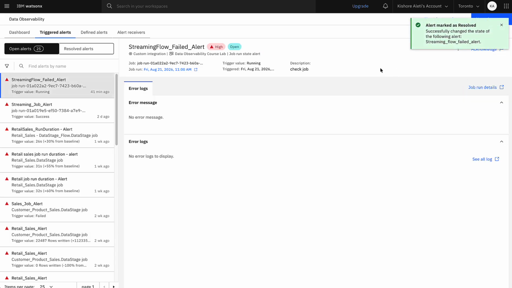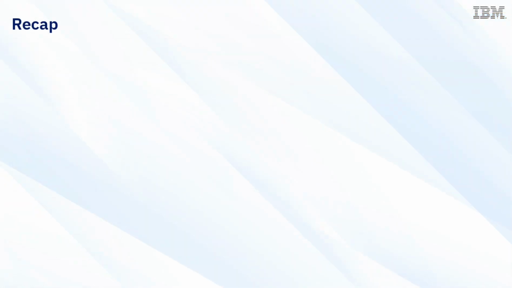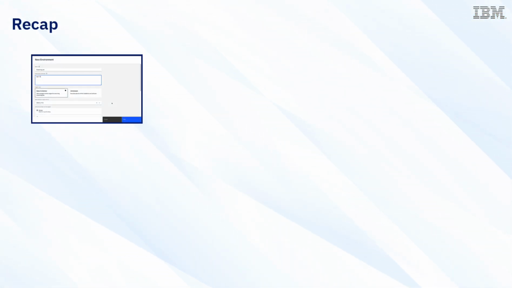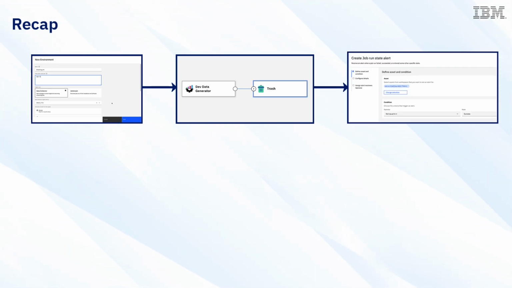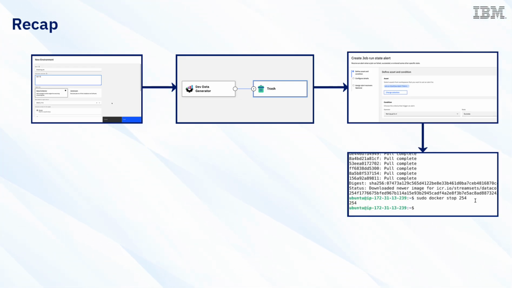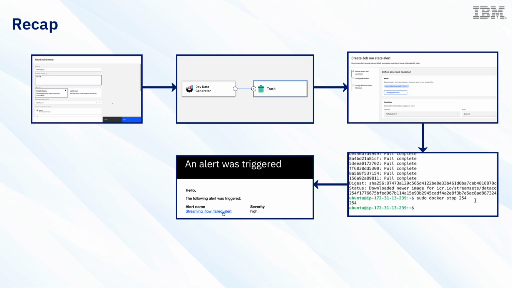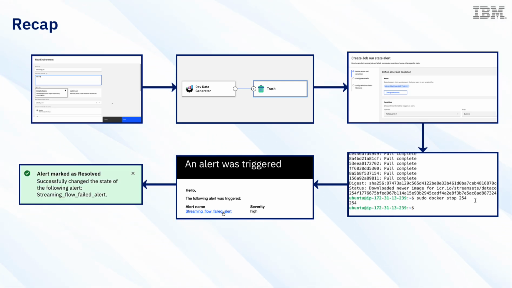You've successfully completed the lab. In this lab, you set up a Data Collector 7.7 environment, created and ran a real-time streaming data flow, and configured a job run state alert in Data Observability. You then simulated a data collector outage, verified the alert notification, and acknowledged and resolved the alert.